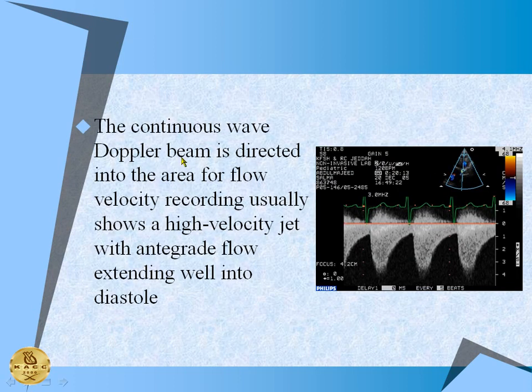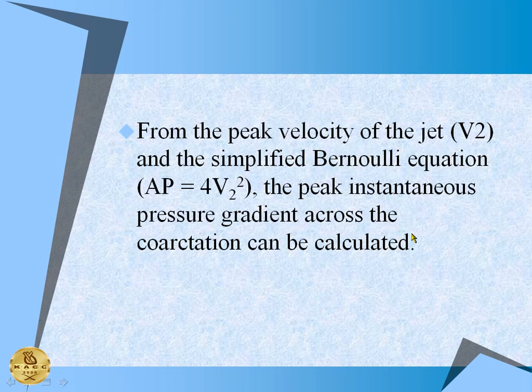This is somebody with a very tight coarctation. Continuous wave Doppler beam is directed. You see, this is the arch, and this is below the pulmonary artery. This is where your beam is put, and into the area of flow velocity, recording usually a high velocity jet. This patient has at least 4 meters per second or even more. So this is a gradient of at least 64. You see again the diastolic continuation or forward flow, anterograde flow during diastole.